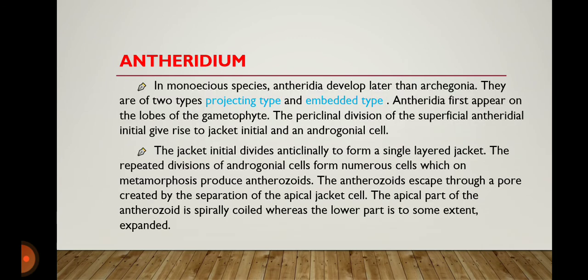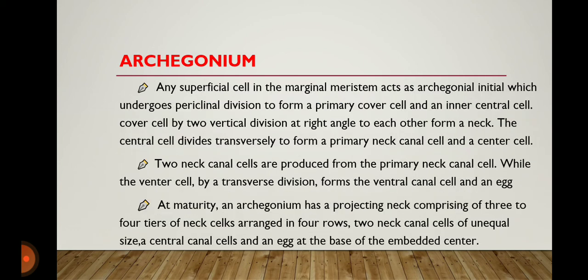Antheridium. In monoecious species, antheridia develop later than archegonia. They are of two types, projecting type and embedded type. Antheridia first appear on the lobes of the gametophyte. The periclinal division of the superficial antheridial initial gives rise to a jacket initial and an androgonial cell. The jacket initial divides anticlinally to form a single-layered jacket. The repeated division of androgonial cells forms numerous cells which on metamorphosis produce antherozoids. The antherozoids escape through a pore created by disintegration of the apical jacket cell. The apical part of the antherozoid is spirally coiled, whereas the lower part is to some extent expanded.